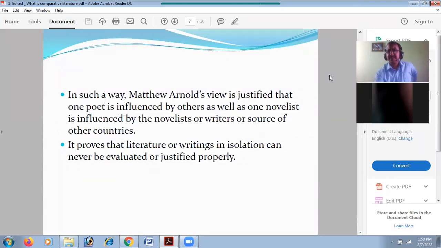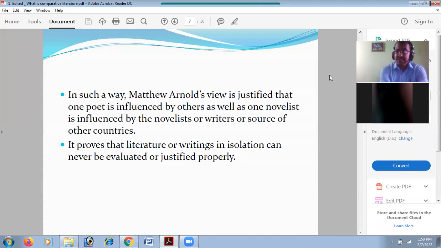Matthew Arnold's view is justified in this regard. That is, everywhere there is a connection, and one poet is influenced by others, as well as a novelist is influenced by other novelists or the writers or the sources of other countries. So this is common. So we may ask the question, what is the benefit of understanding such kind of linkage? Yes, if you understand the linkage, then that would be easy for us, for the reader, and also for the researcher to understand the literary piece well. That would be helpful for art and also helpful for humanity. That explanation will be coming later on.